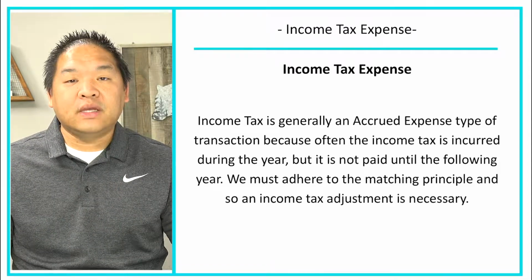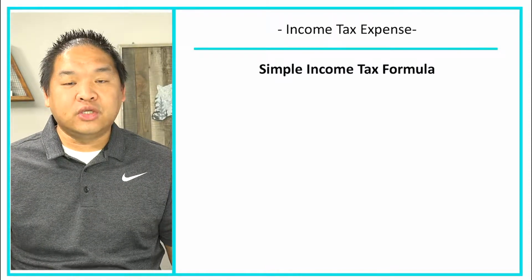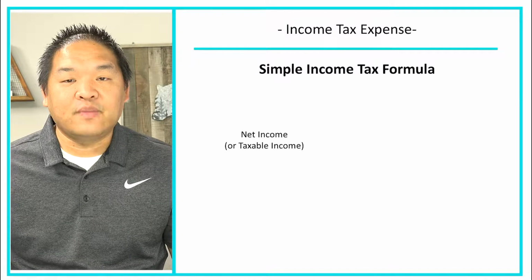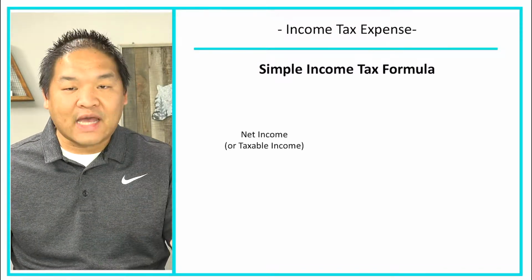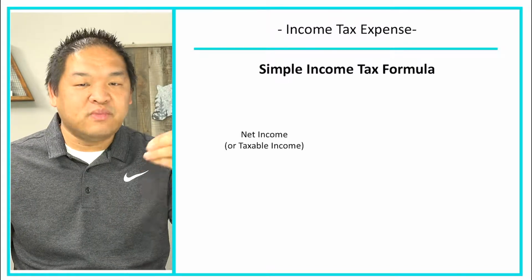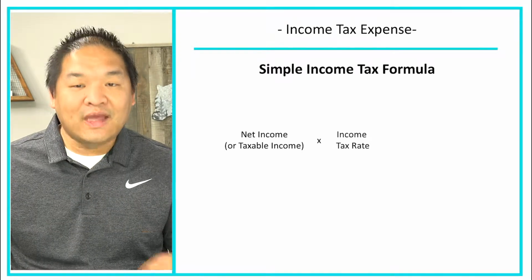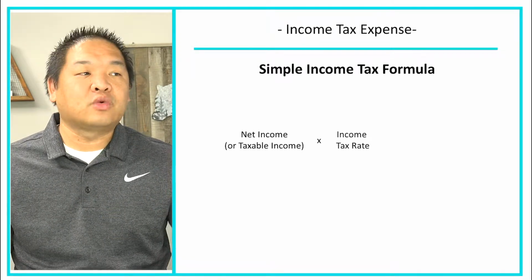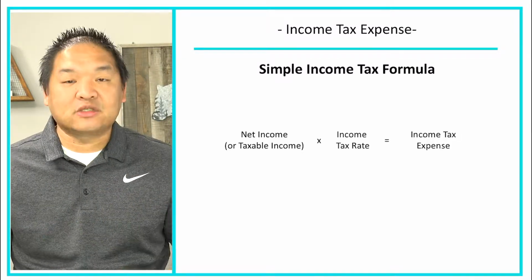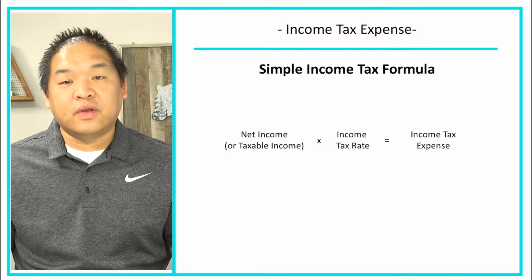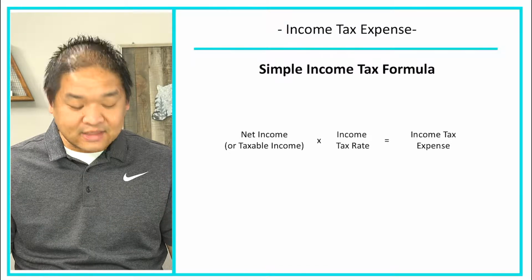Now, how do we calculate our taxes? We've got a simple income tax formula that you're going to use. We take the taxable income or the net income. If they don't give you taxable income, use the net income. If they give you a taxable income, use that instead. We multiply it by the income tax rate given to you. We're not going to make this complicated; we're just going to give you the income tax rate, and that gives you your income tax expense. So a super easy formula: net income times the tax rate equals the income tax expense.